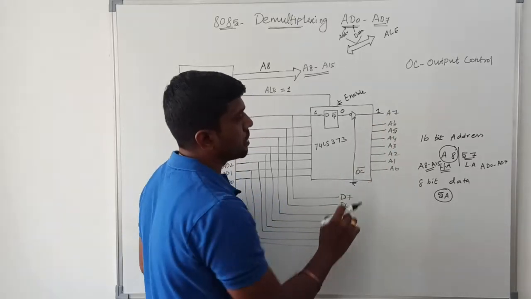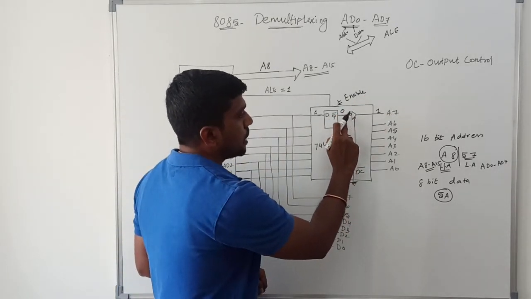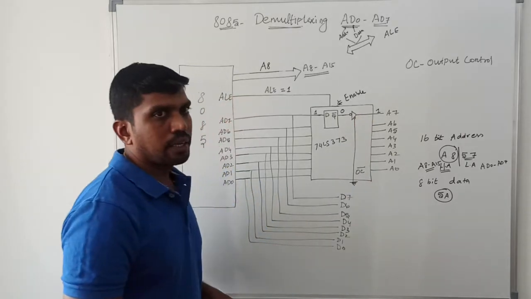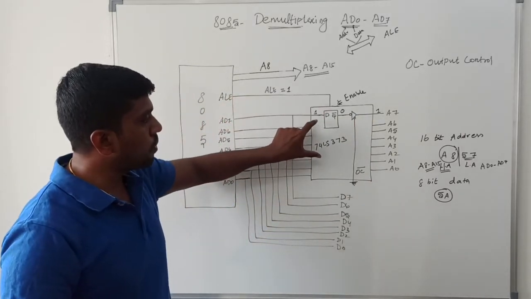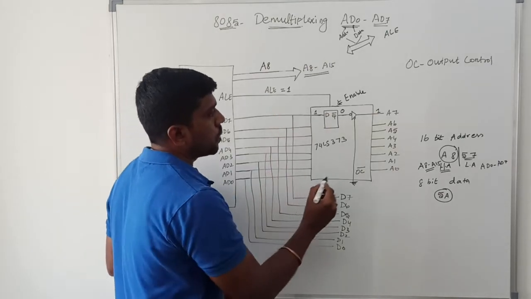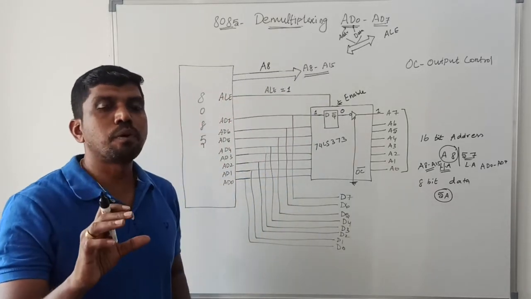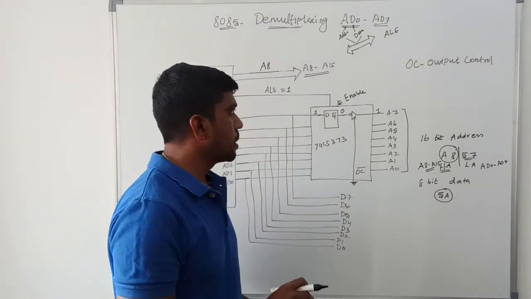This happens when the OC bar value is equal to 0. OC bar is a control signal, the output control. When this value equals 0, the input is connected to the output side. The same circuit is followed for the remaining 7 lines. So when ALE value equals 1, you can get the address lines. So only this bus is carrying the address.